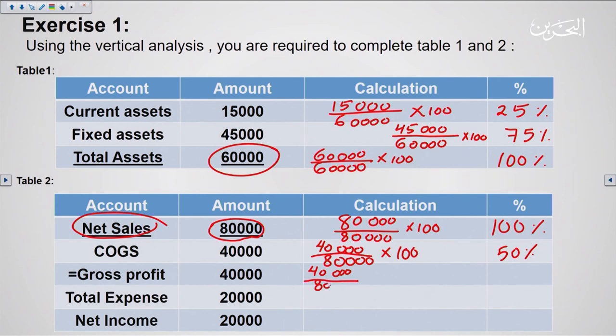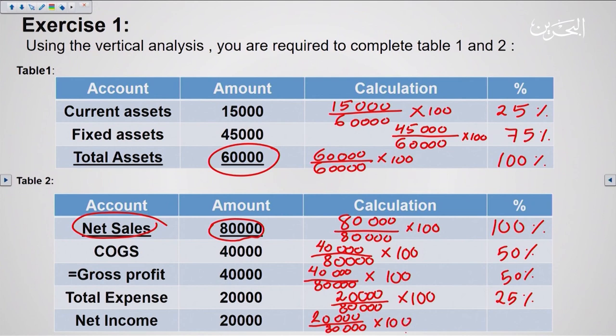Okay, the same for gross profit. 40,000 divided by 80,000 equals the same 50%. For total expense, 20,000 divided by net sales, which is 80,000, times 100 equals 25%. And finally, the net income, 20,000 divided by 80,000 multiplied by 100 equals 25%.